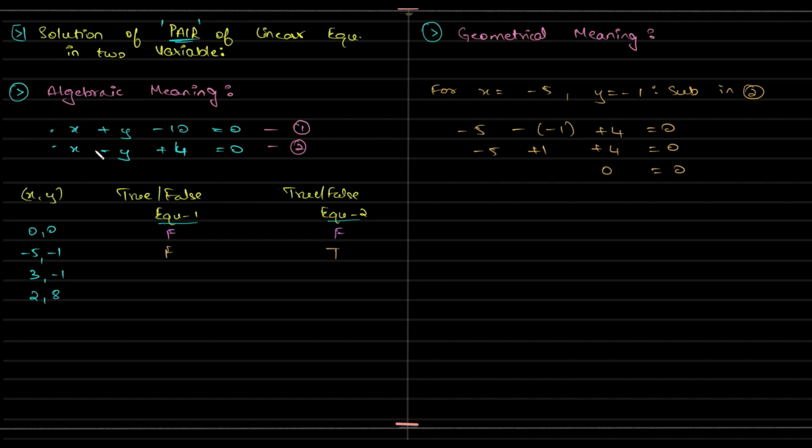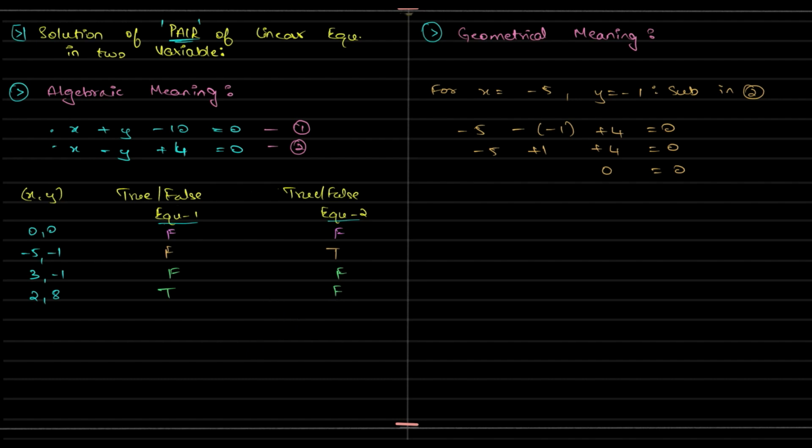Then we have 3 and minus 1. 3 minus 1 minus 10, you'll get a negative answer. So this is false, right? 3 and minus 1. So 3 minus of minus 1 is plus 1. So all these are positive terms, so this also is false. Then we have 2 and 8. 2 plus 8 is 10, 10 minus 10 is 0. So this is a true statement. 2 and minus 8 over here, right? When you substitute it, it will be minus 8. So this will be negative 6 plus 4, a negative term. So this cannot be 0. So it is a false statement.